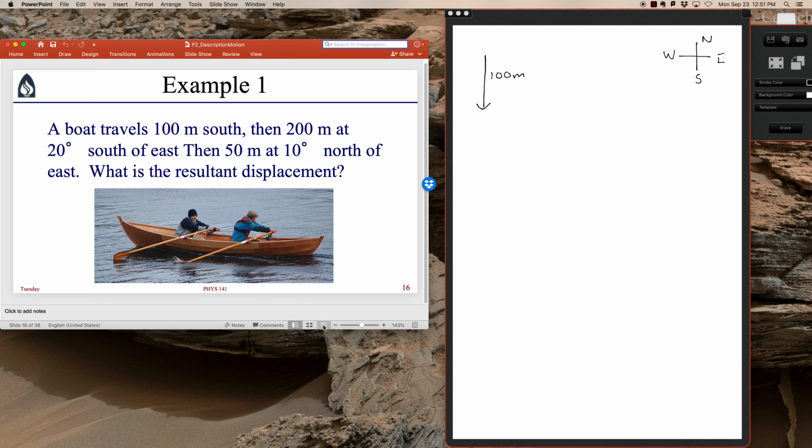So if I'm to draw that, I'll need to add my vectors tip to tail. So let's draw a little bit of a coordinate system at the end of my first vector. This would be the east direction. And so 20 degrees south of east means I would start with my vector pointing in the east direction and then drag the tip of that vector 20 degrees in the south direction, south of east. So the second vector is going to look something like this. It's 20 degrees south of east, and it has a magnitude of 200 meters.